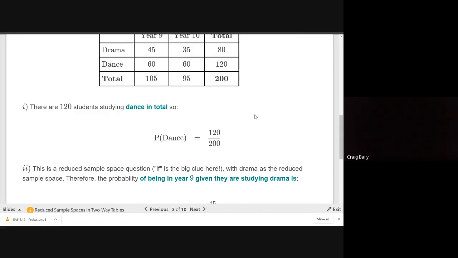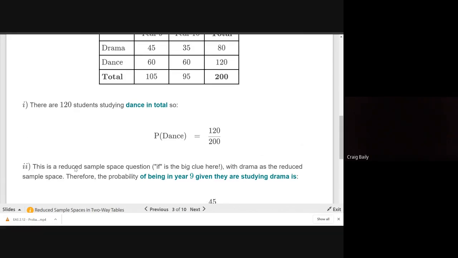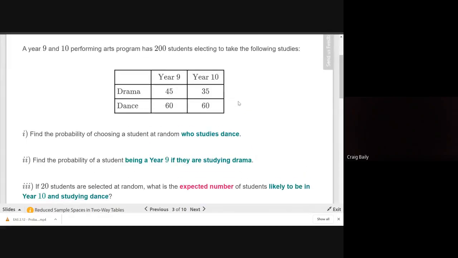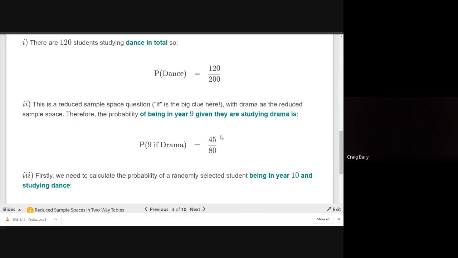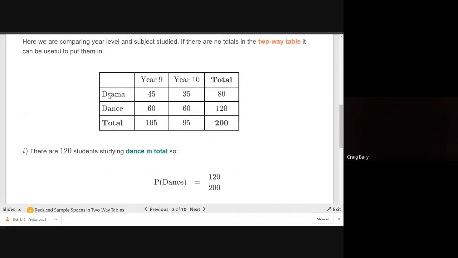So these are going to get a little easier the more of these we do. And again, this is a reduced sample space question. If is the big clue here. With drama as the reduced sample space, therefore, the probability of being in year 9 given they are studying drama. That was question 2. The probability of a student being a year 9 if they are studying drama. So we're restricting to the year 9 dramas, and that would be the 45 for the year 9s if they are studying drama out of the 80.